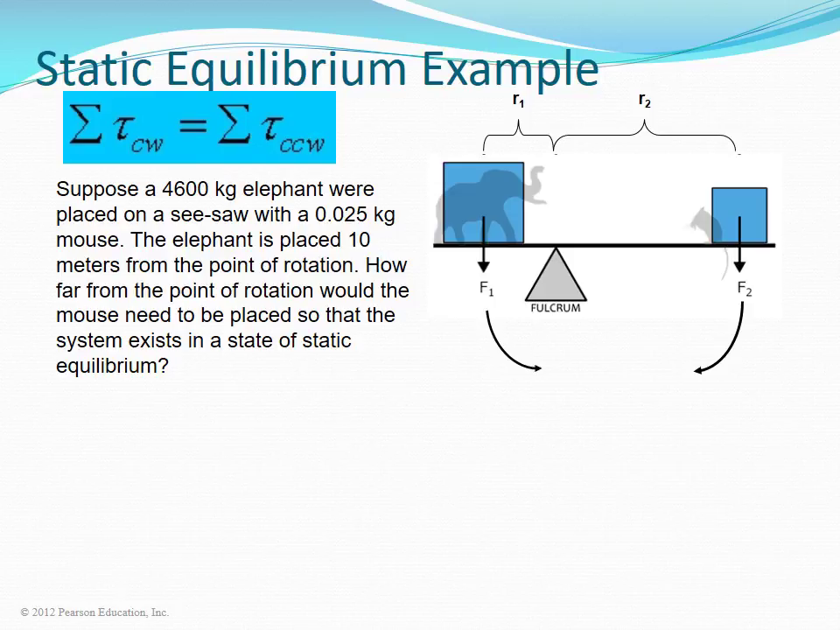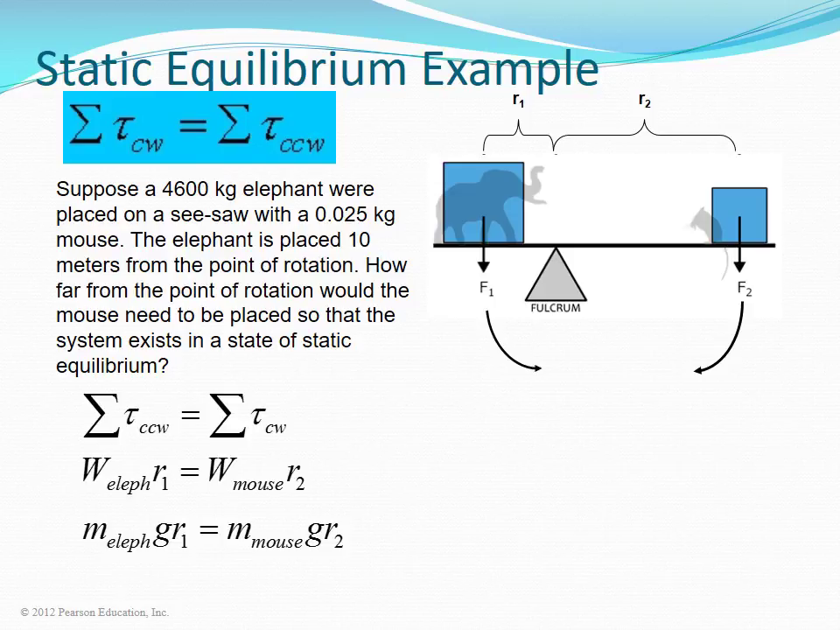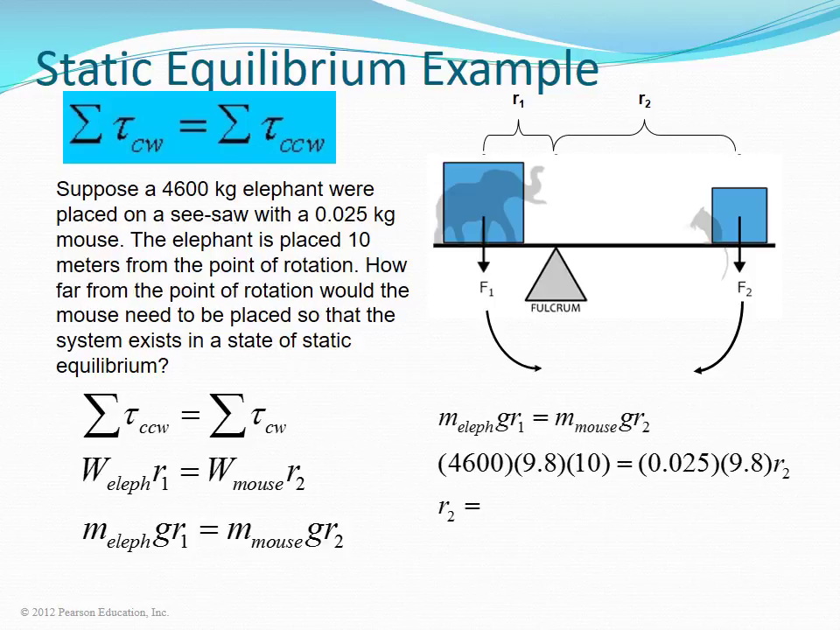The counterclockwise torque from the elephant must balance the clockwise torque from the mouse. Since the force is the weight, we can substitute the mass times the acceleration of gravity for the weight. Including what we know, everything except the mouse's distance. Solving for the mouse's distance, we get 1.84 times 10 to the 6 meters, which is around 1,433 miles. While possible, this is not a very practical answer.